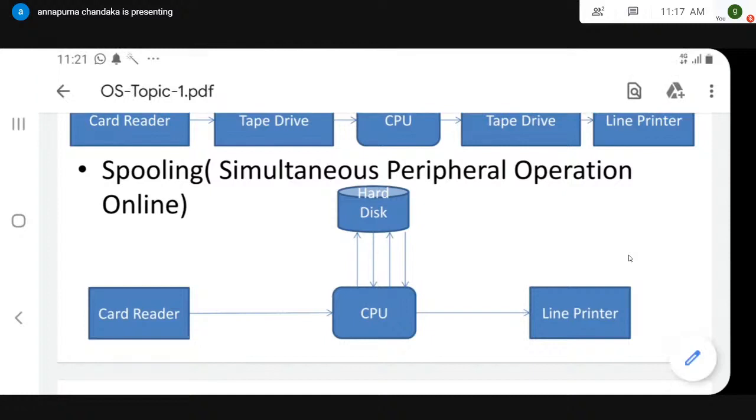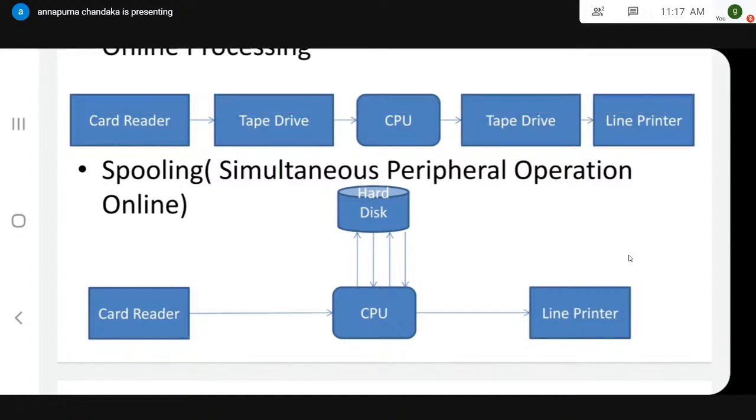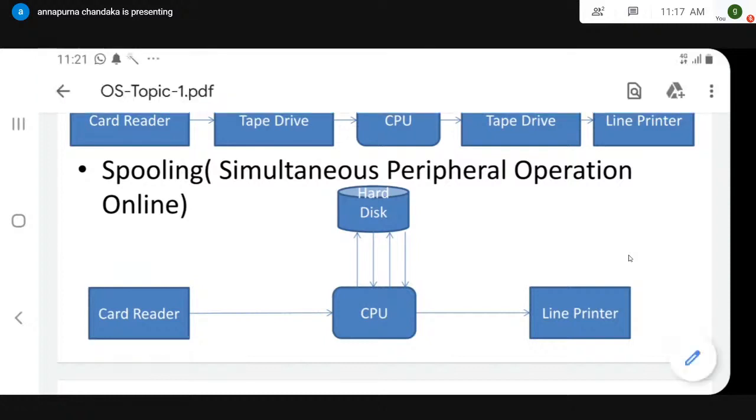The sector size is 512 bytes. A collection of sectors is equal to one block. A collection of blocks is equal to one track. A collection of tracks is equal to one surface. Two surfaces are equal to one platter. The collection of platters is equal to your hard disk. You may get a question like this.